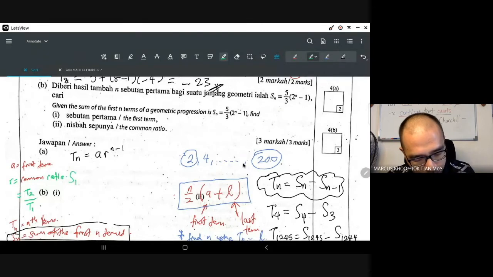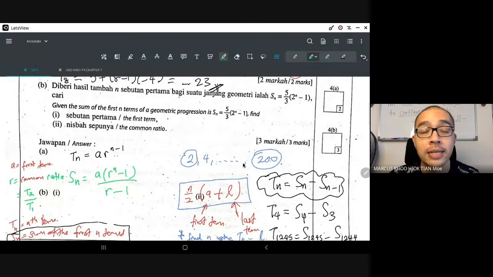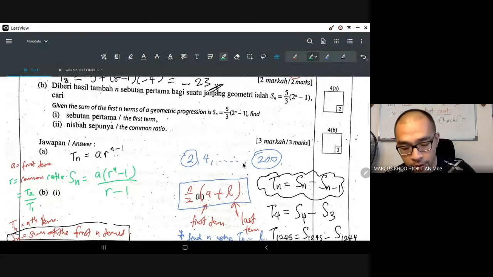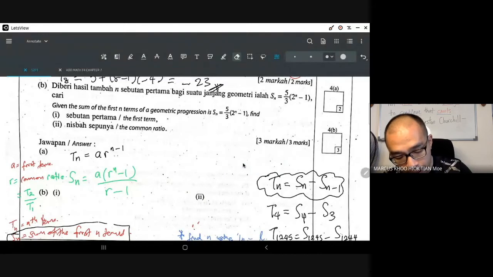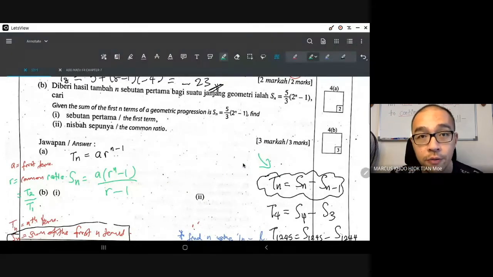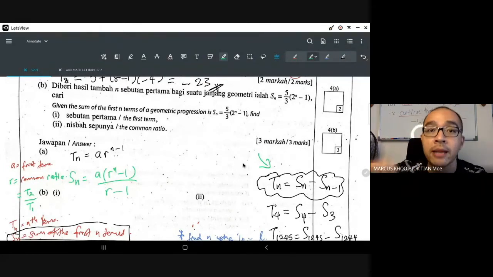The second one is Sn equals to A(R^n minus 1) over R minus 1. This is the formula for the sum of the n terms. We don't have such formula like this. Yang macam ini tiada. Inside geometric progression we don't have. But ini masih lagi dipakai. If you want to find the nth term, you find the sum of the n terms minus the sum of the n minus 1 term. Tolak dengan yang sebelumnya. That is a very common one.